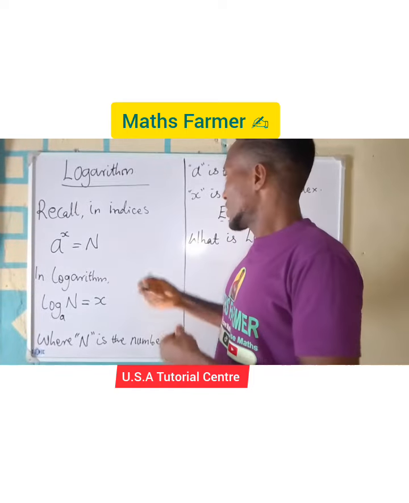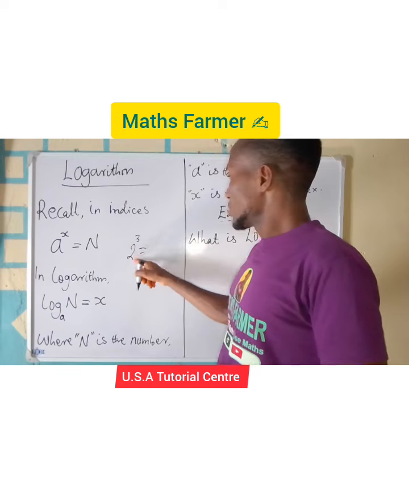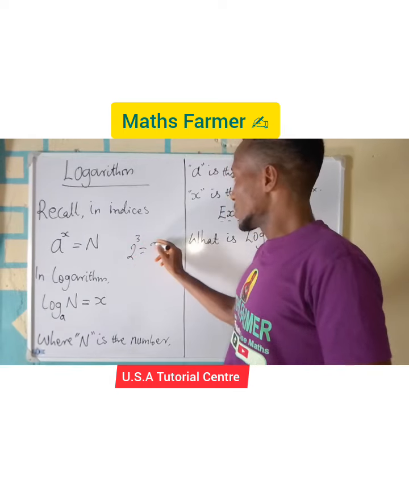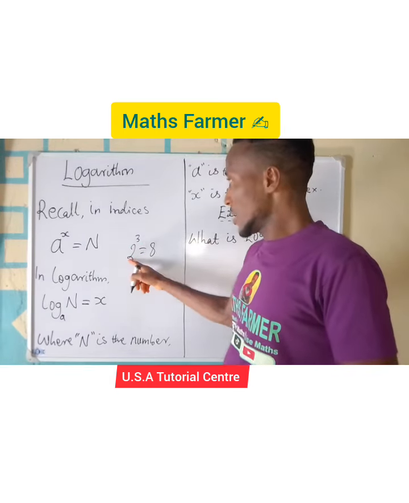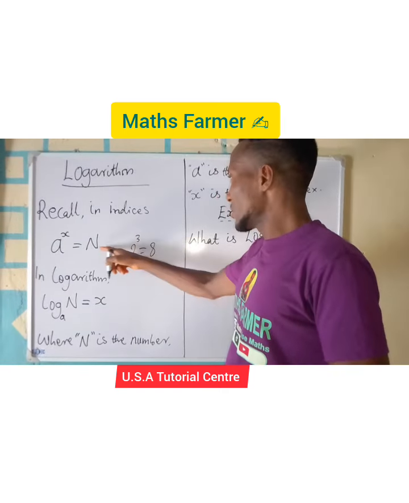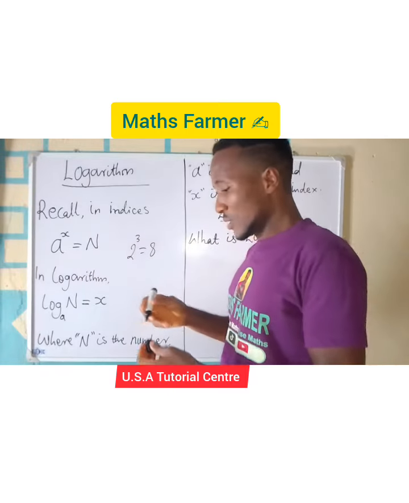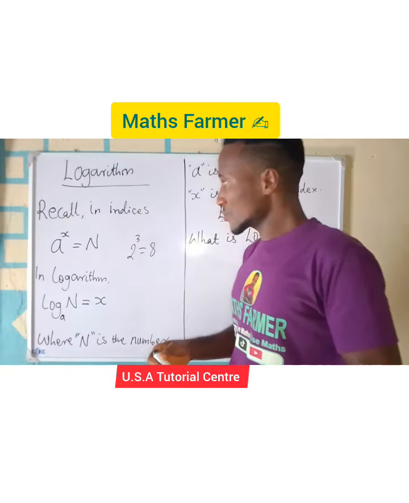N. For instance, if you have 2 raised to the power of 3, which will give us 8. 2 here is the base, while 3 here is what? Index. And the answer we give us is the number, which is 8. That's what this represents. Now, going to logarithm.